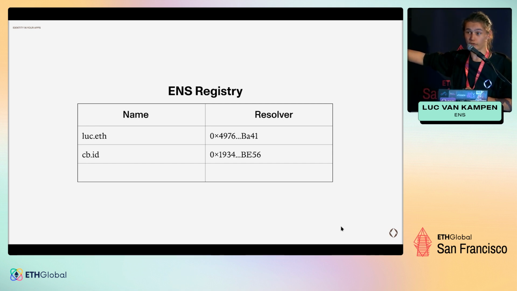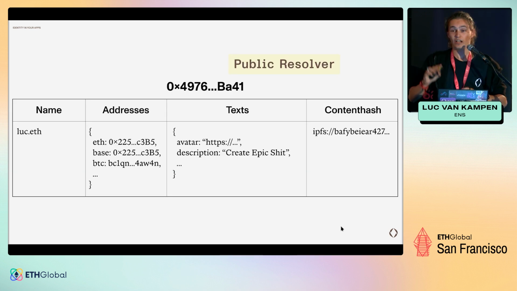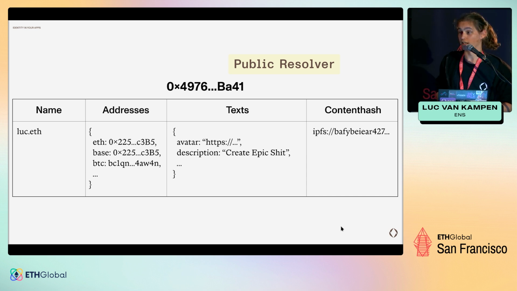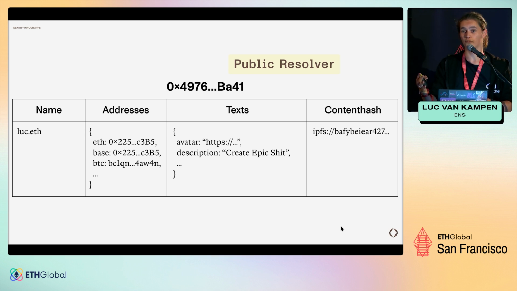CBID has its own resolver. It's just a contract they wrote that then says, please load from this off-chain location. And Linea has their own, same thing. Both of these contracts are 30 lines max, so I encourage you to have a look at them. You'll be able to look these up as well. Awesome. So the one I'm using, 0x49, is the public resolver. The public resolver is a contract we at ENS Labs have written, and it's the default for all of you who register a name through the ENS Manager app. The public resolver is just key value storage in a smart contract.